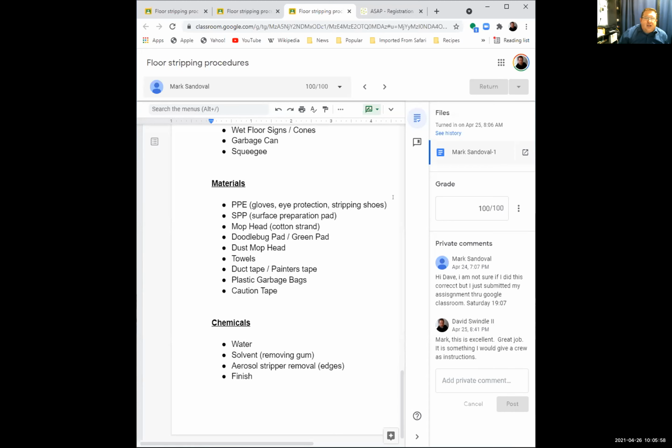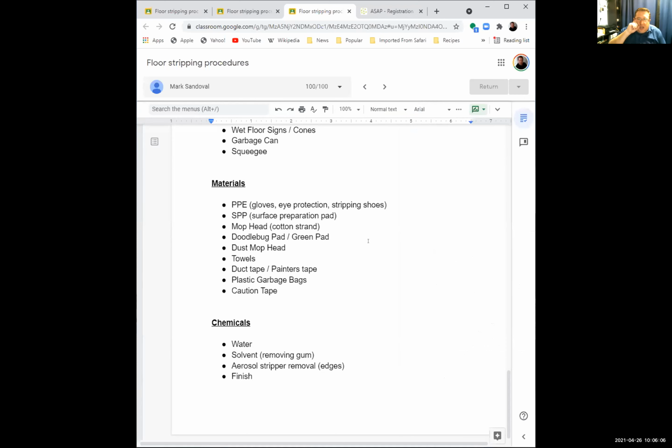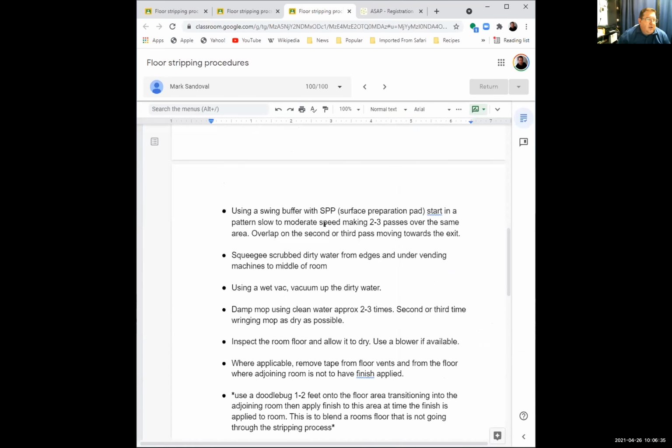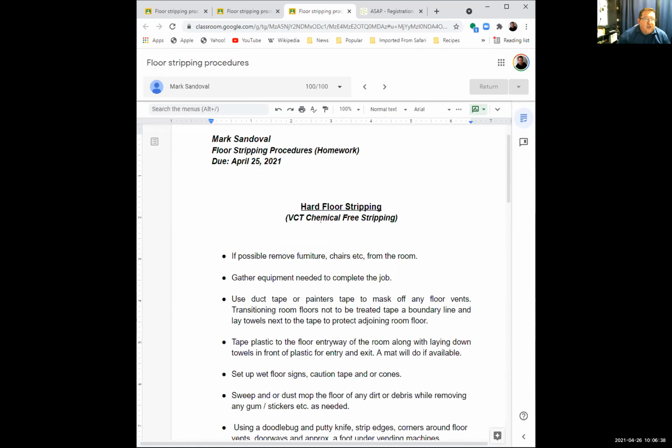And one thing that's not taught in this class, but I will always encourage you to do, go check out the information or look at the site before you start doing a project. Always a good idea to do. So he had the solvent, government remover, aerosol stripper for doing edges, floor finish. What I didn't see was floor stripper, but in this case, I think you were referring to what we did, which we did chemical free, right? That's correct. I think I mentioned that at the top of the title. Floor stripping. Yep, chemical free stripping.